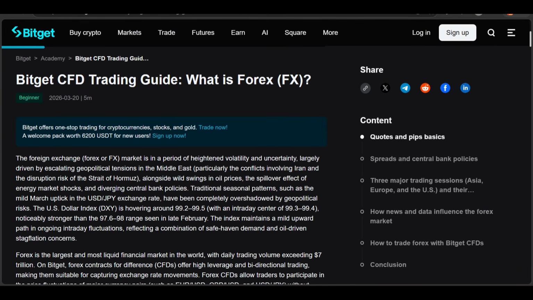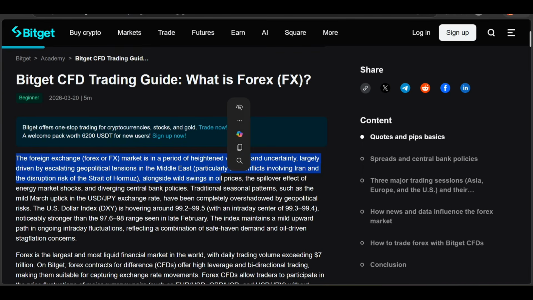First of all, we get to see the trading guide: what is forex? Forex is foreign exchange. Markets are in a period of high volatility, largely driven by escalating geopolitical tensions in the Middle East, particularly the conflicts involving Iran and the disruption risk of the Strait of Hormuz, alongside wild swings in oil prices, displaying the effect of energy market shocks and diverging central bank policies.